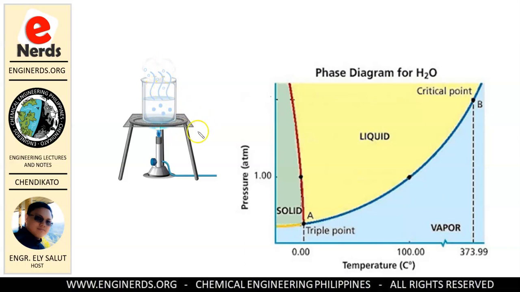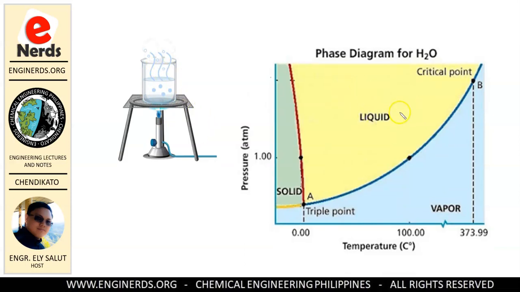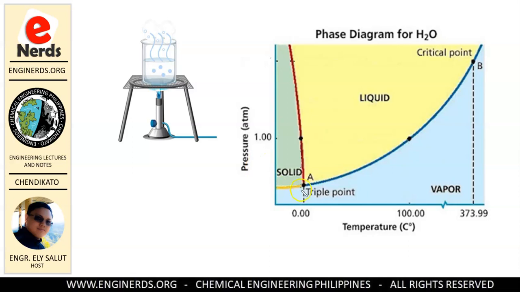Okay? So, now in our phase diagram, as you can see here, this boundary, this blue line, is the boundary between liquid and water vapor. Okay, so that means on this line, we have the presence of both liquid and vapor. Okay, so which is our case now here.